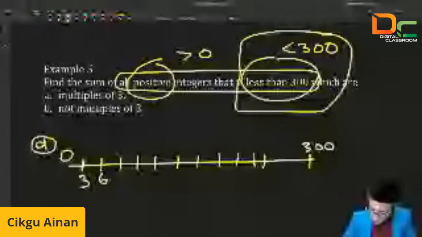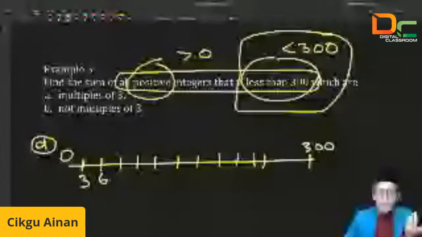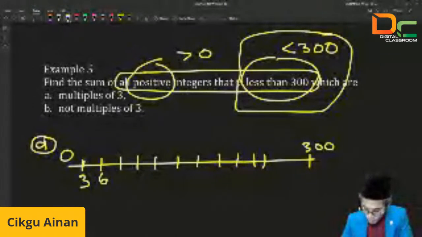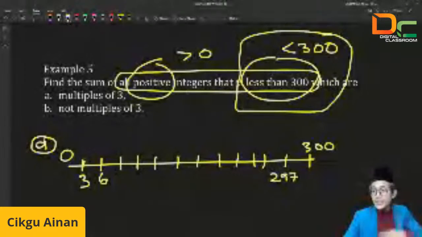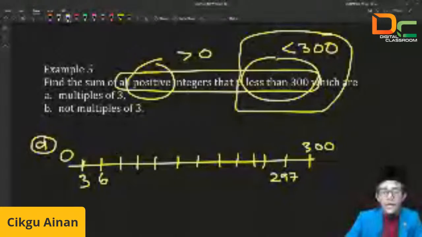299 boleh tak divide by 3? Pun tak boleh. 299 tak boleh. 298 pun tak boleh, dapat pecahan. 297 boleh. So 297 boleh. It is divisible by 3.